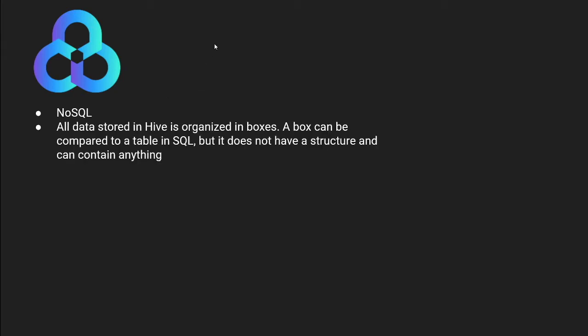NoSQL databases come in a variety of different types like key value and document and graph, but I mean we don't really need to know what the different types of NoSQL databases are. All we really need to know is that Hive is a NoSQL database, and all data stored in Hive is organized in boxes. A box can be compared to a table in SQL or a relational database, but it does not have a structure and can contain anything.